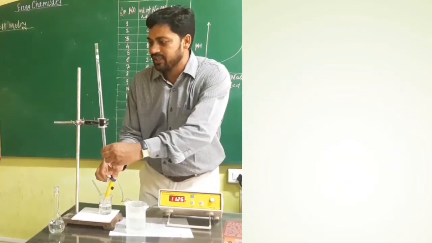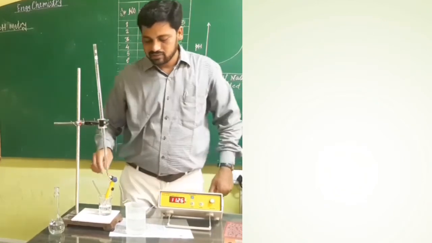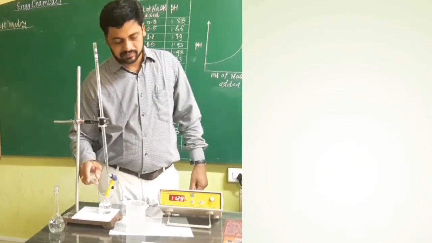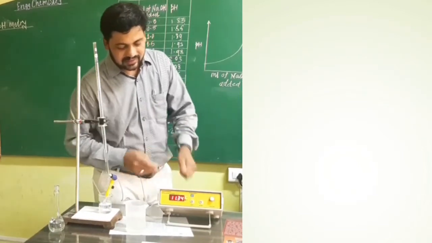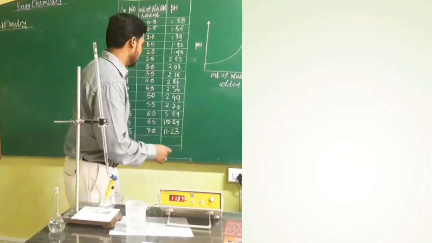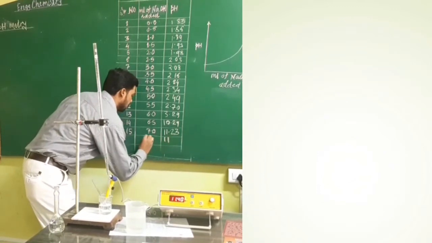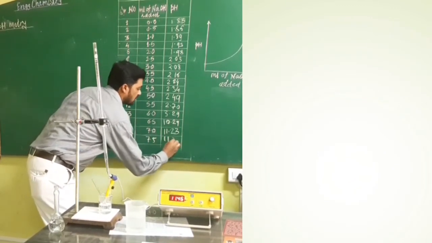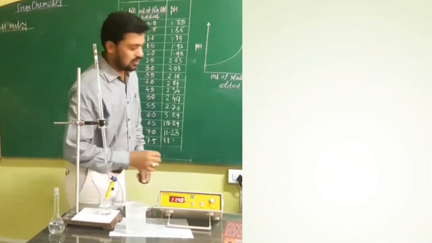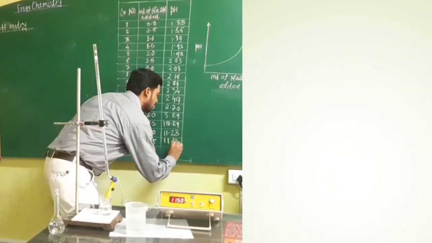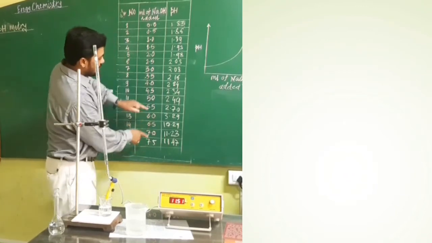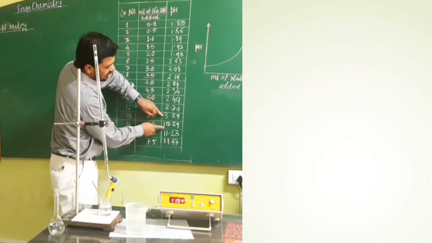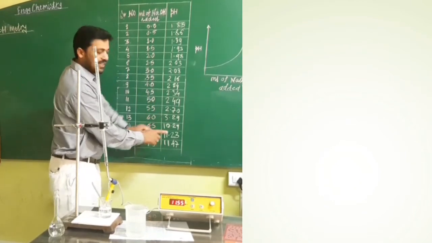Again I add the next fraction here and shake it. The reading is near 11 point something at 7.5 ml addition, 11.47. Notice that there is a very slow increase, then from here a sudden increase in pH value, and then again it is stable.